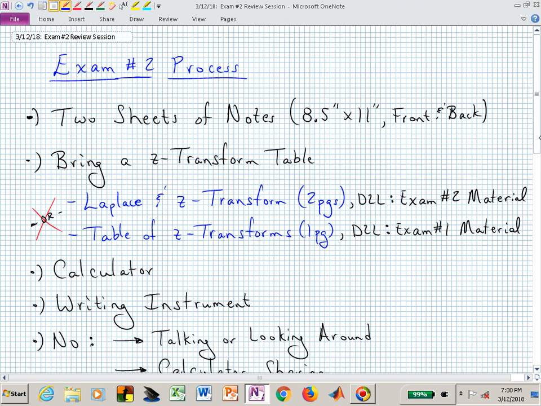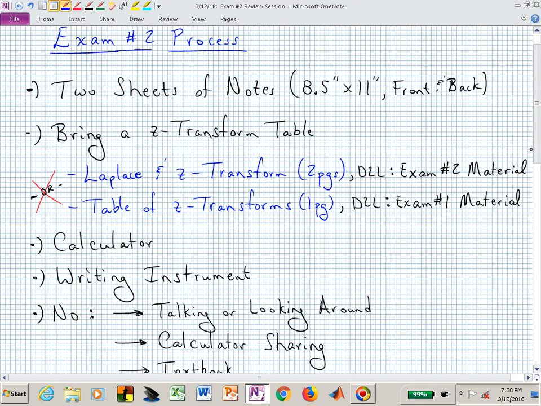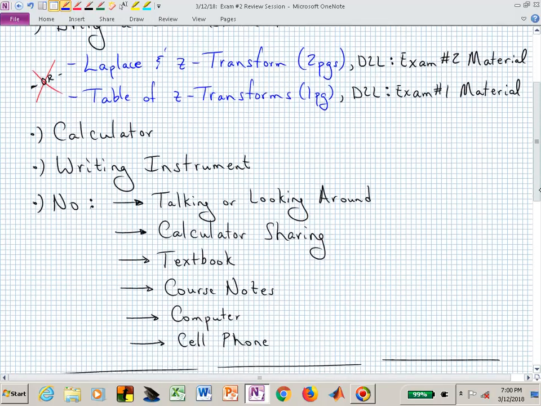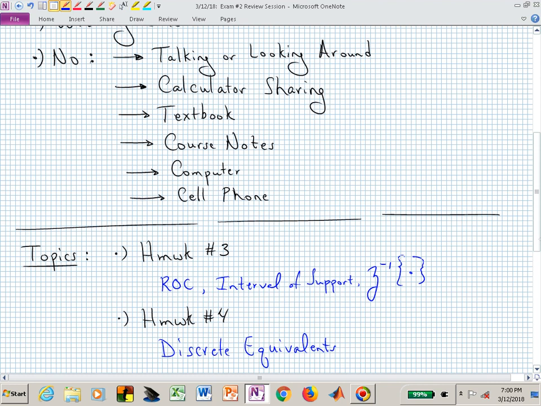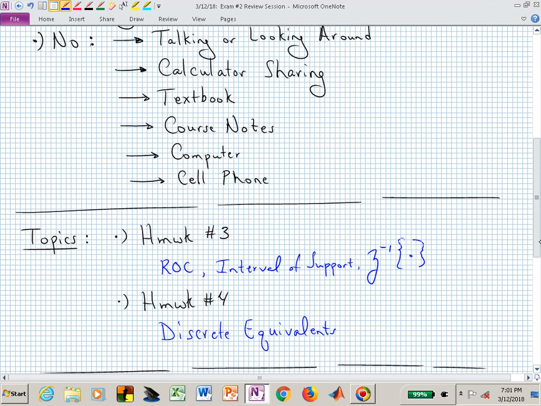The process I'm not going to really repeat. We've already gone through that quite a bit, but I'll allow you to bring both sets of tables if you want. And here are the topics that you're responsible for: Homework number 3, Unit 3, which deals with region of convergence, interval of support, inverse Z transforms, those concepts, and homework number 4, which is discrete equivalence.